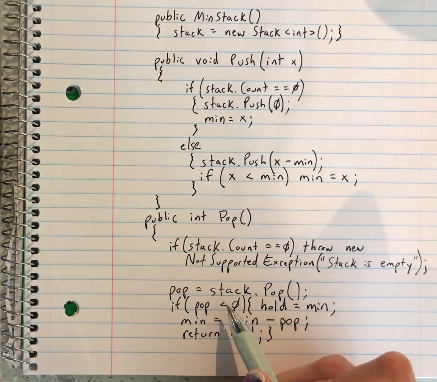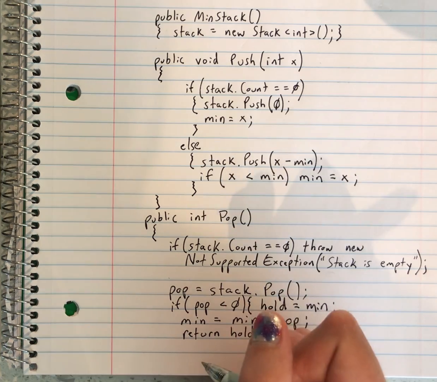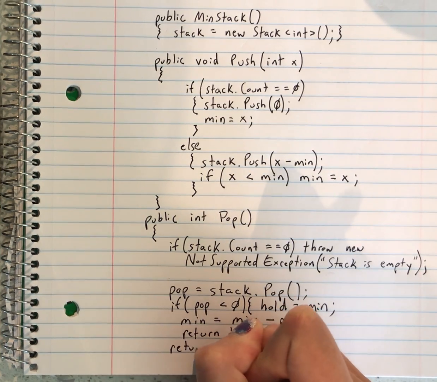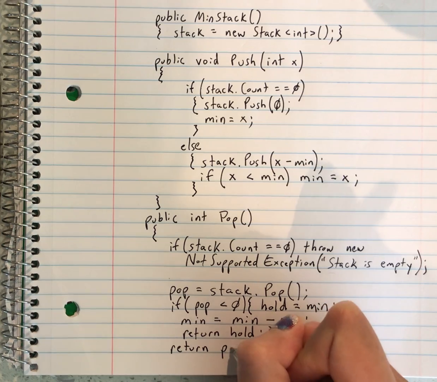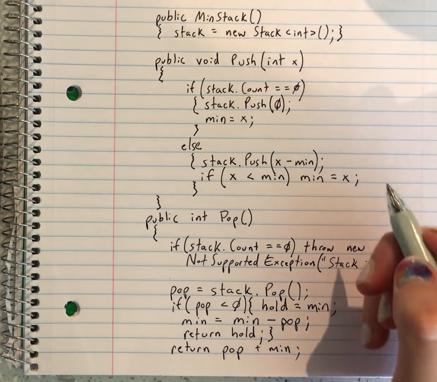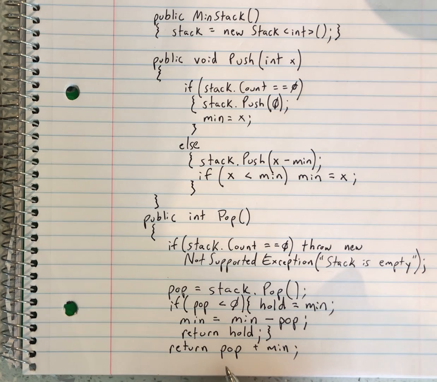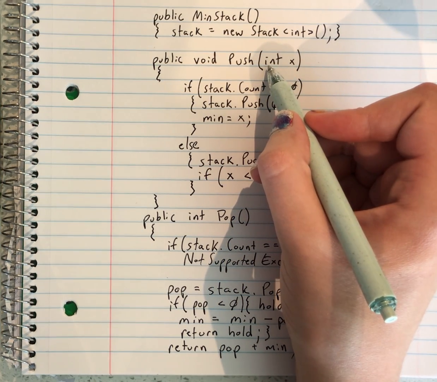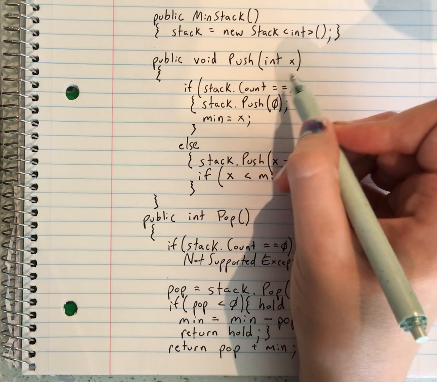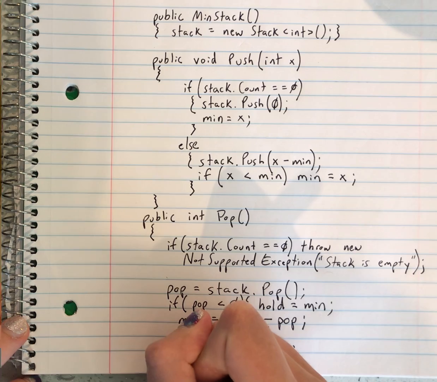And if pop was not less than 0, we'll return the following. We'll return pop plus min. This restores, so what we pushed into the stack was x minus min. Returning the popped element plus min restores the value of x to what was passed to our push method here. So that is the end of our pop method.